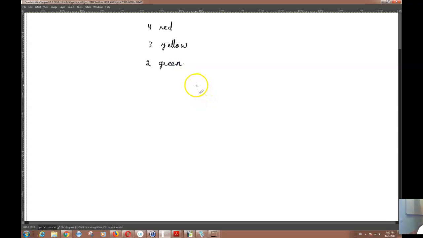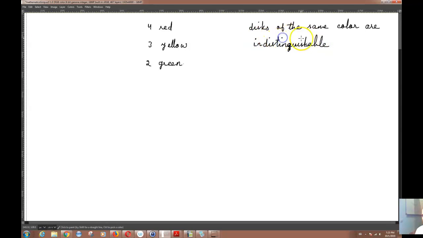And then basically we know that the discs of the same color are indistinguishable. That's a long word. Indistinguishable.